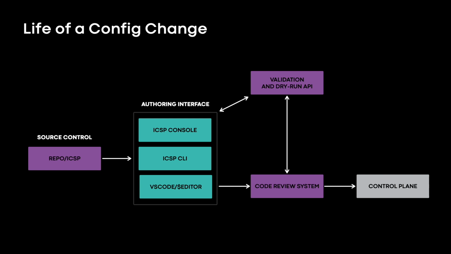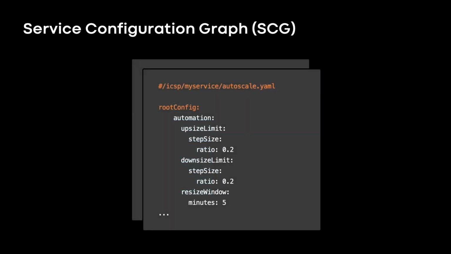And because of the consistent format of change, we can have very good expectations as this is validated and rolled out to the system. For example, we can always use the same set of validation and dry run APIs to know what's going to happen as the configuration lands before it does. The second is that all changes can be easily code reviewed and peer reviewed before they go out into the control plane.